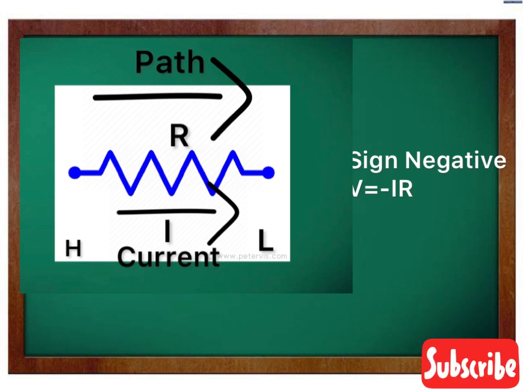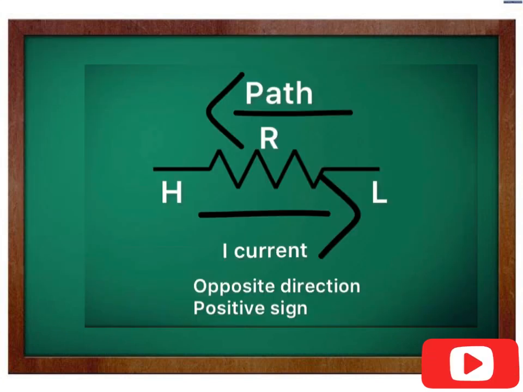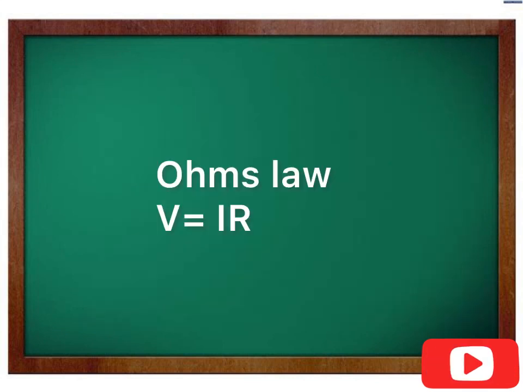Similarly, if the directions are opposite, that means your current is going in one direction and exactly the opposite direction your path is going, then which sign are you going to give for change in potential? Definitely a positive sign. So this change in potential in case of resistance, with current flowing, according to Ohm's law, how can you give it? Yes, definitely V is equal to IR. Everyone is aware of Ohm's law, V is equal to IR.